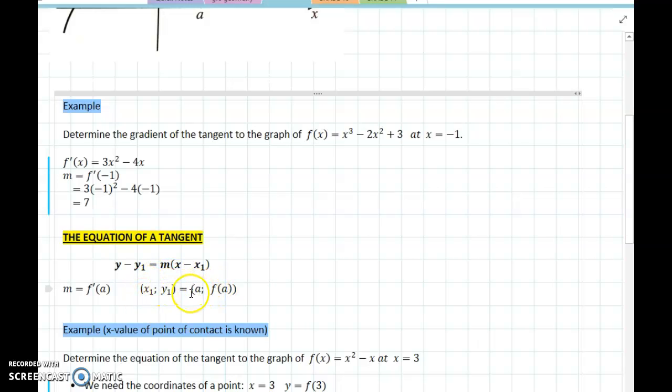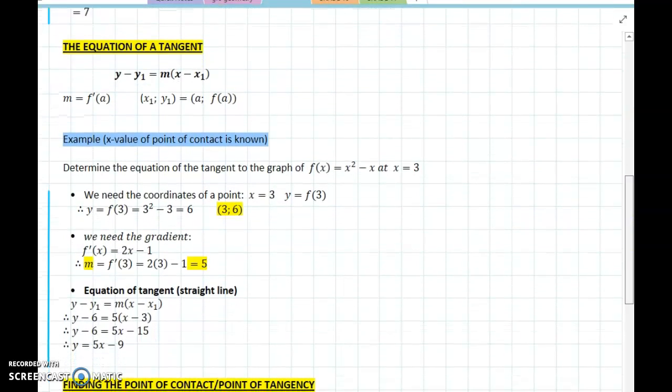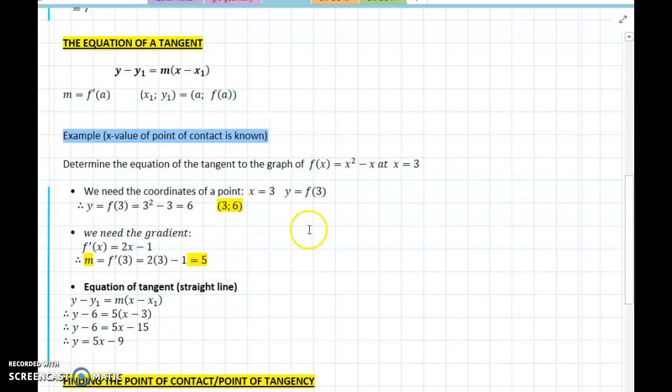And then of course if a is the point of contact where x is equal to a, then to find y is just f of a. Let's look at an example. And in this example, the x value of the point of contact is known. Another word for the point of contact, the point of tangency.